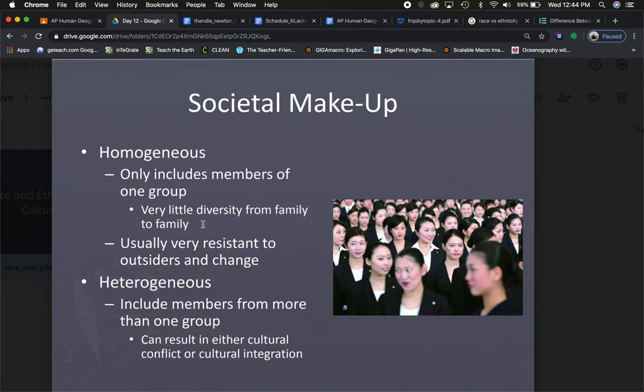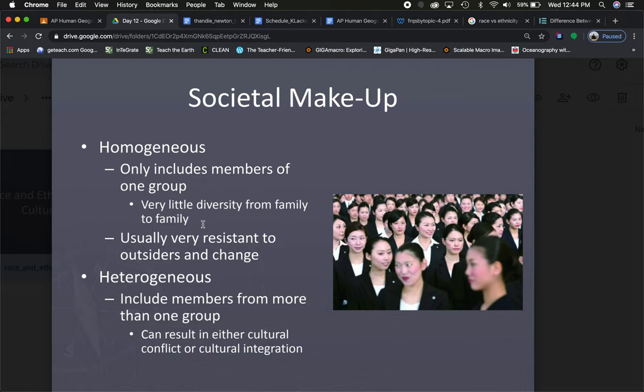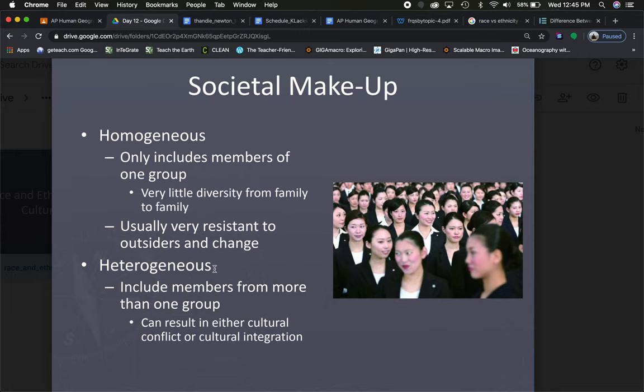So is the society in your state, in your country, what is the makeup of your society? Is it homogenous, meaning only including members of one group? Or is it heterogeneous, which includes members from more than one group? If it's homogeneous, usually the population is very resistant to outsiders, very resistant to change. Versus if it's heterogeneous, it might result in some sort of cultural integration or cultural conflict. That's a big part of culture. What is the societal makeup of the state, of the country?